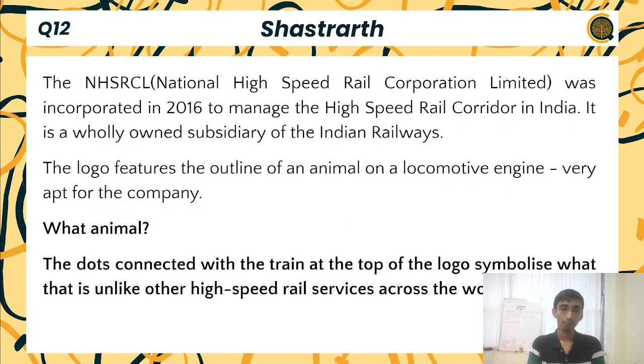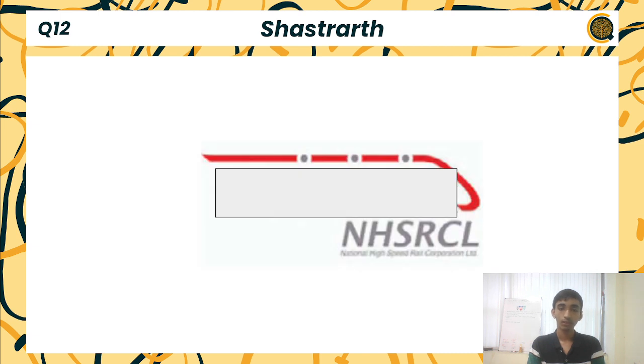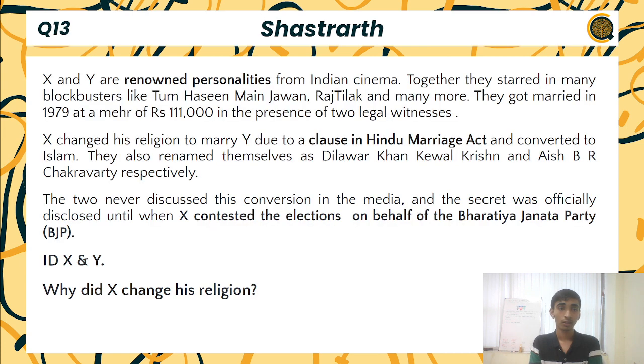Question number 12. So you're shown the logo of NSSRCL, the National High Speed Rail Corporation Limited. So you have to tell what the animal is, that has been blanked out, and what the dots represent. That is unlike any other high speed rail service across the world. Two parts.